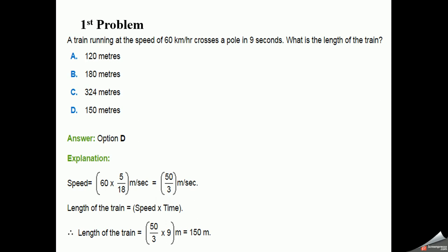Speed is equal to 60 km per hour, which equals 60 multiplied by 5 by 18, so it is 50 by 3 meter per second. In this problem you have to calculate the length of the train. Simply apply the formula: speed is equal to distance upon time, and distance is nothing but the length of the train. To calculate the length of the train, multiply speed into time. Therefore, 50 by 3 multiplied by 9 as the time, so the length of the train is 150 meter. Simply, it's a very easy problem.